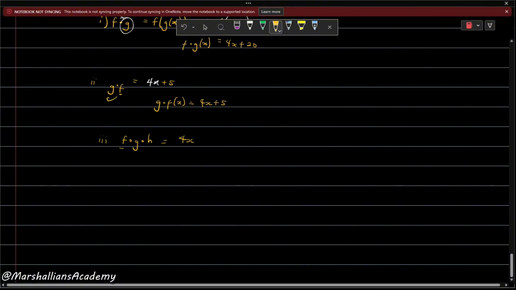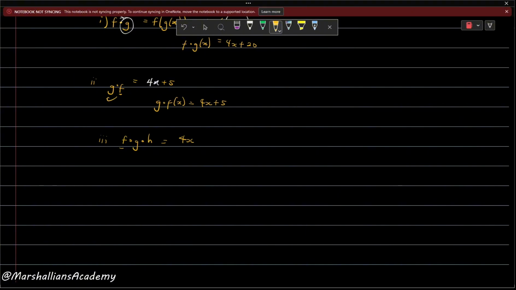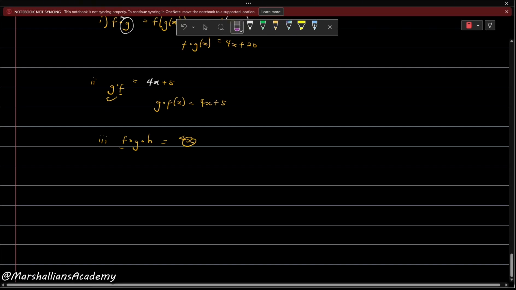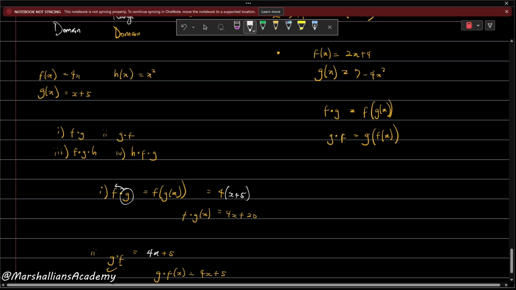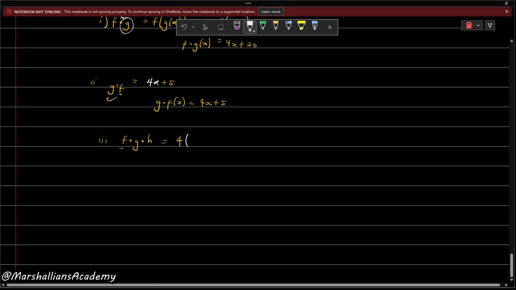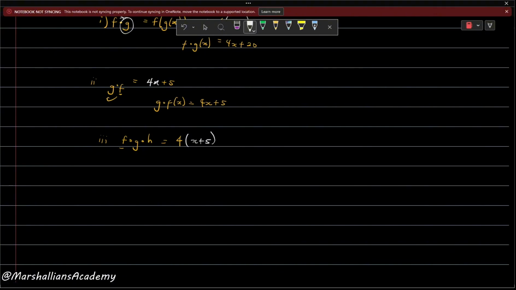Now, we have to put g's function inside f's function. Are we together? So we're going to be removing this x. Anywhere we see x, I'm going to be putting g's function inside. So I'm going to be having 4, then the x will be g's function. And what is g's function? G's function is x plus 5. Are we good? X plus 5. Now we have done f of g.